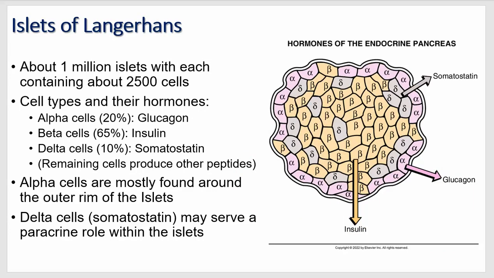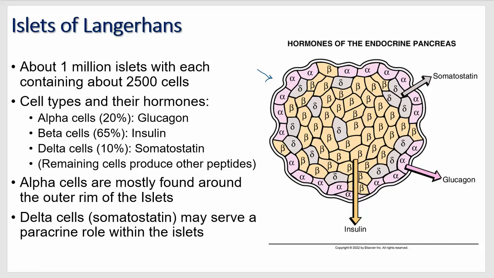If we look at the islets of Langerhans, there are about 1 million islets, each containing about 2,500 cells. So even though only 1% of the pancreas function is this endocrine function, there are 1 million of these islets, and they each contain 2,500 cells. This is a cartoon representation. Obviously, there aren't 2,500 of these, but it shows how these different cells are arranged.